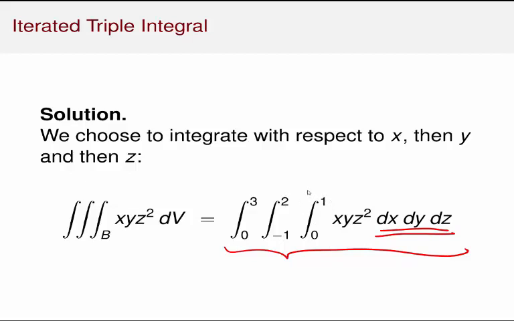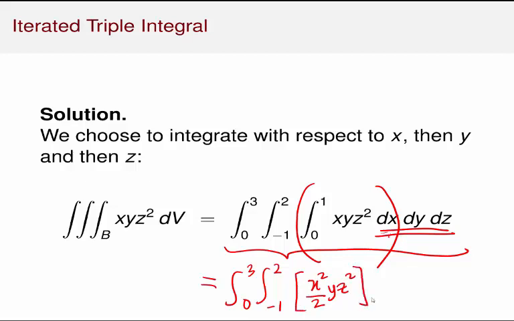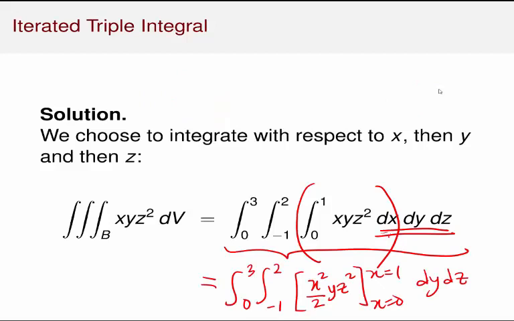Right, we are going to evaluate this by first computing the most inner integral with respect to x. So by regarding the variables y and z as constants, the antiderivative of the function with respect to x is x squared over 2 times y z squared, where the lower bound for x is 0 and the upper bound is 1. Therefore, by substituting the upper and lower bounds into the antiderivative, we have the resulting iterated integral with respect to y and z, where the function now is just y times z squared over 2.